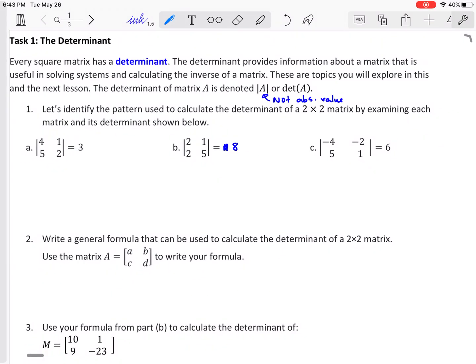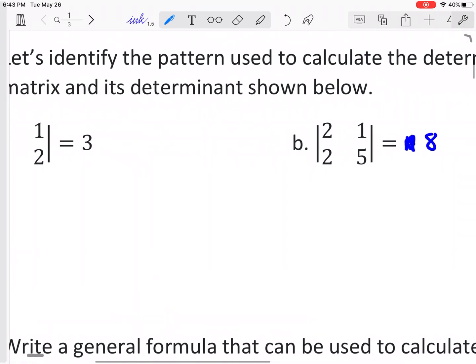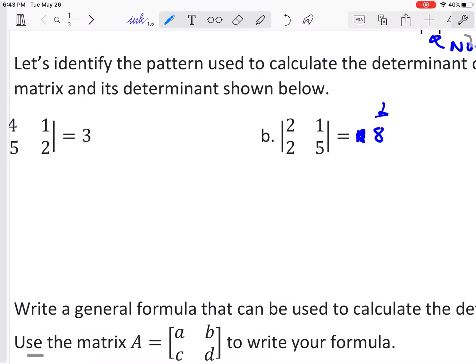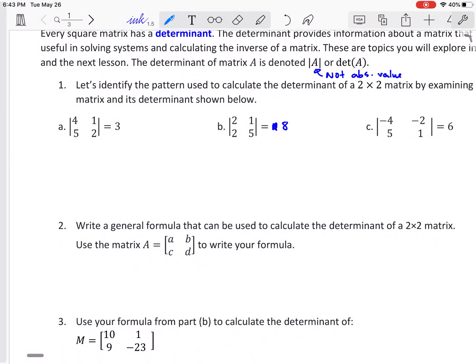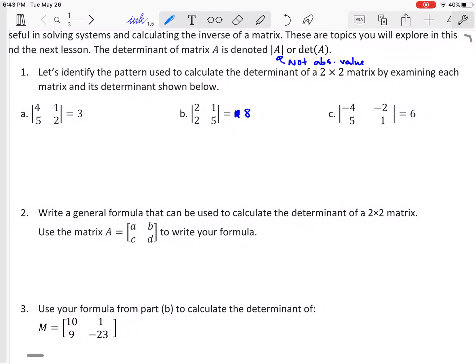See if you can recognize the pattern for how we get this scalar answer out of a determinant. Notice it is just a single answer, a single number. It's a scalar value. So I encourage you to pause the video and see if you can recognize the pattern for calculating the determinant.